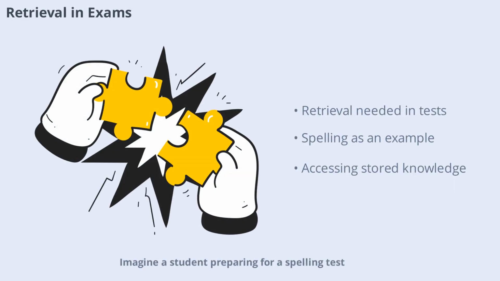Imagine a student preparing for a spelling test. They memorize the word beautiful. During the test, the student must retrieve the correct spelling from long-term memory. If retrieval works well, the student writes beautiful correctly. If retrieval fails, they might write it incorrectly. The knowledge exists somewhere in memory, but the brain couldn't access it accurately at the right moment. This shows why retrieval is a critical part of learning.